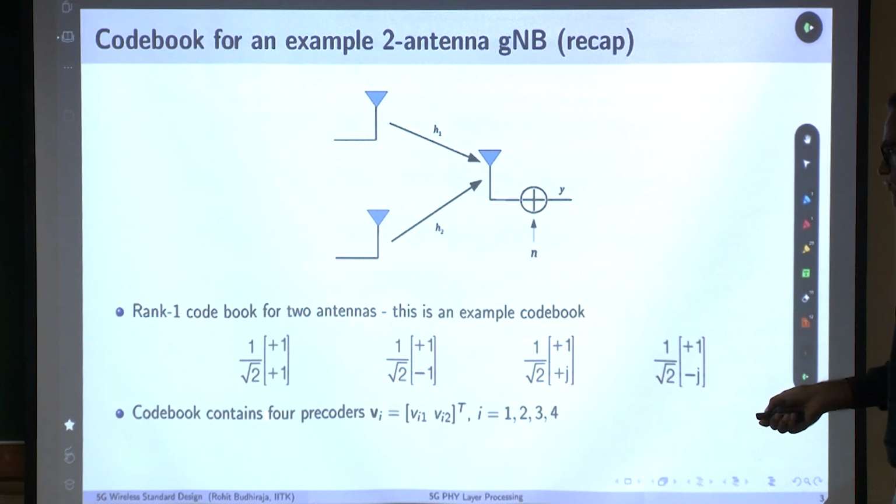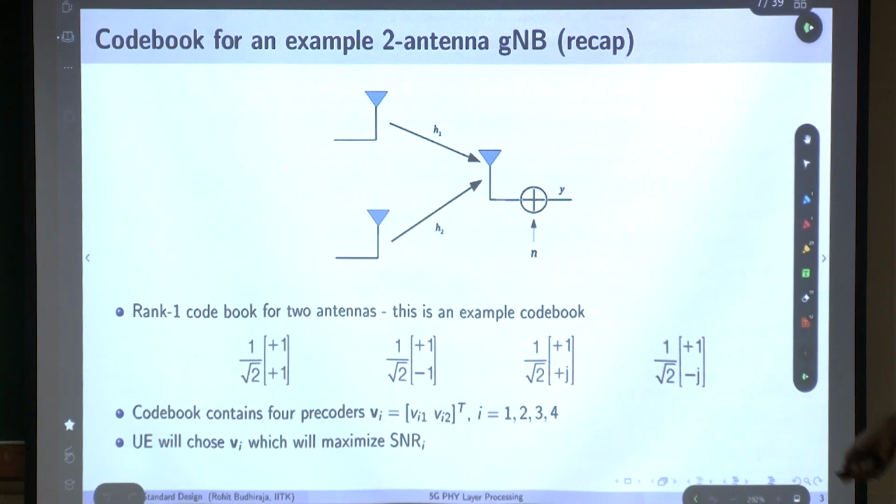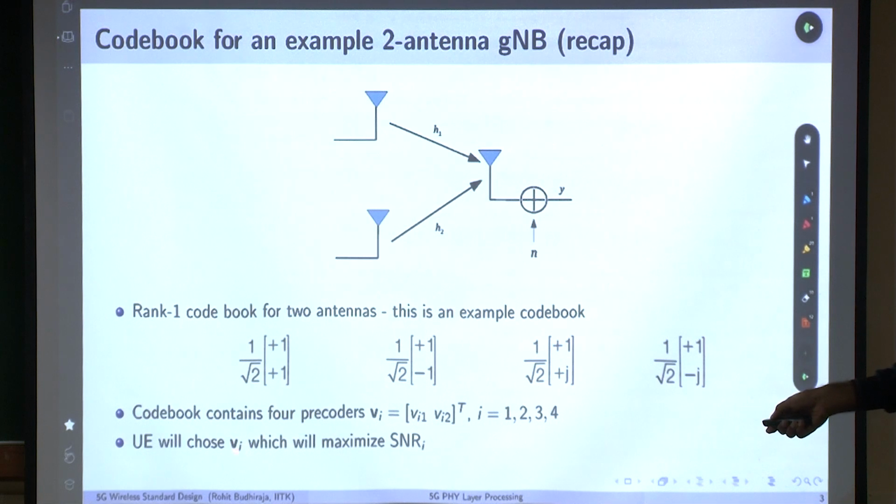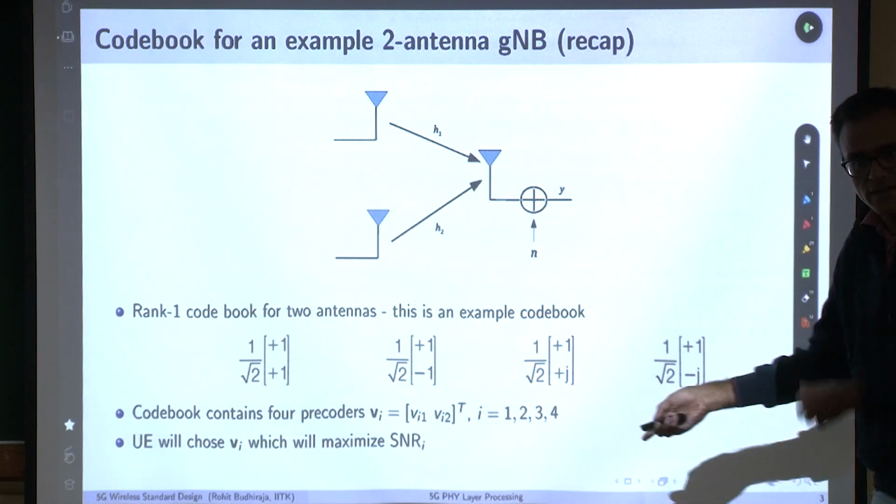So now what does this codebook contain? It contains only 4 precoders, and the UE will choose the precoder entry which maximizes the SNR of i. And how did we define this SNR of i? That is defined in the next slide.